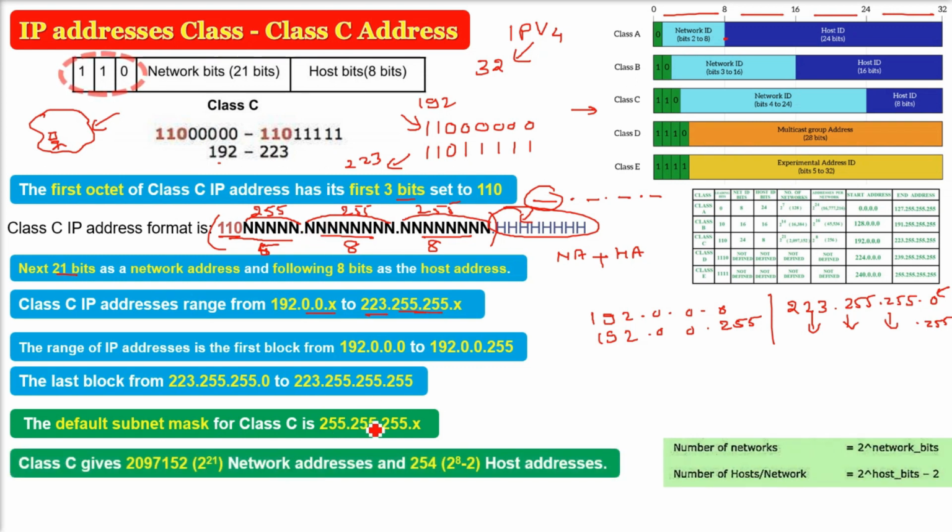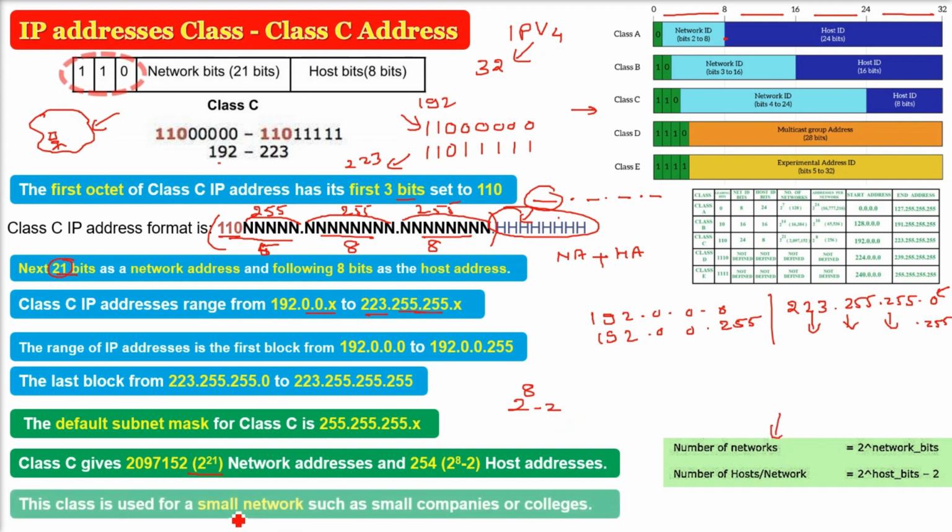So how many addresses are possible? Since we have 21 bits for the network address, 2 to the power 21, and for the host there are only 8 bits, so 2 to the power 8, but the first and last you cannot assign. The first is for the network, and the last one is for the broadcast IP. So the maximum hosts in a network can only be 254. So the size is limited.